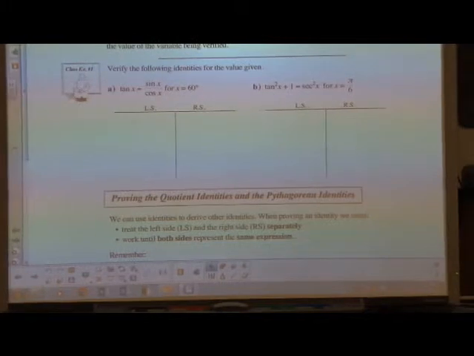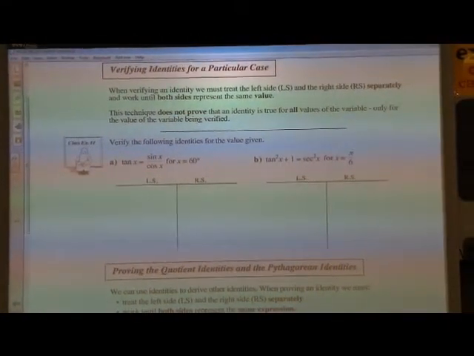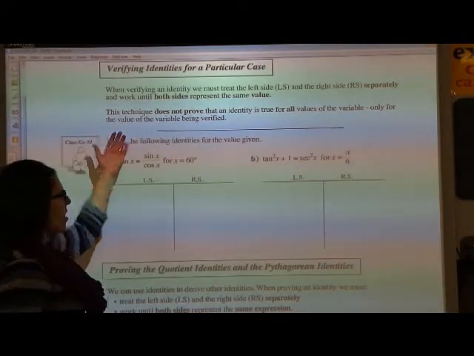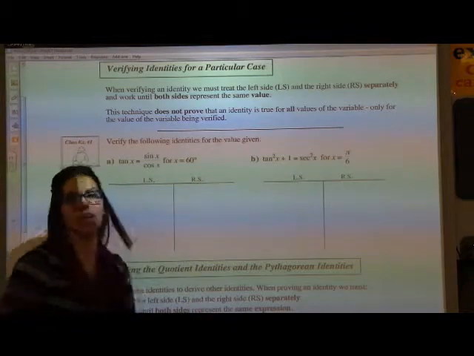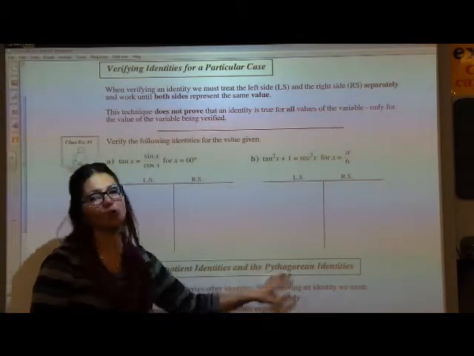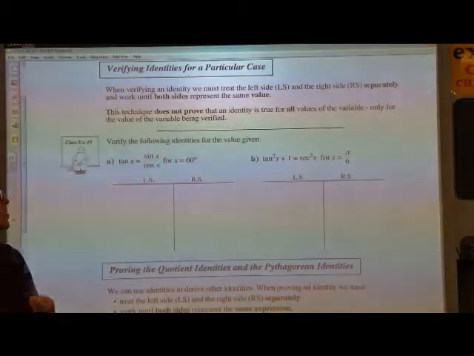When we are looking at proofs and verifying identities for a particular case, there are certain truths that we have to hold to. First of all, when we are doing a proof, we work on the left side and the right side independently from each other. We do not cross sides. We cannot move something from this side to the other side. That's not allowed. We think of the two sides as having a wall in between.